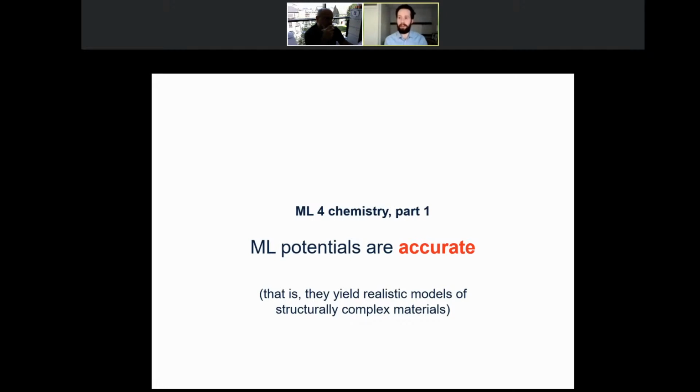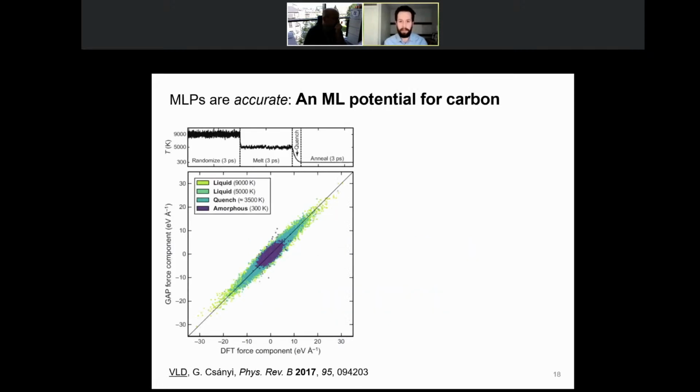My first statement is that these potentials are accurate. By accurate, I mean they give me realistic structure models of complicated materials that are consistent with all the experimental evidence, that allow me to have confidence in what I have actually computed. So again, looking back at the carbon potential, I quickly wanted to talk about how we validate potentials.